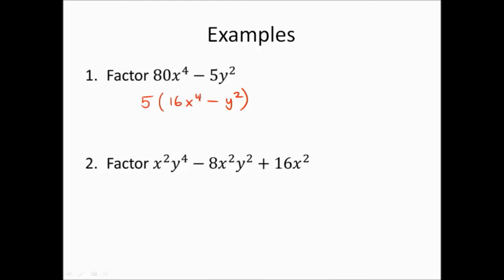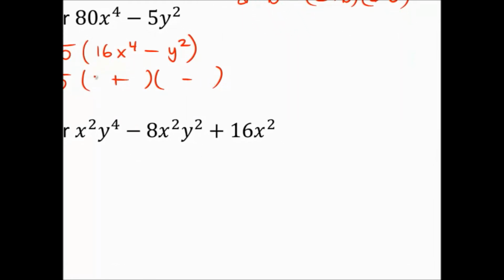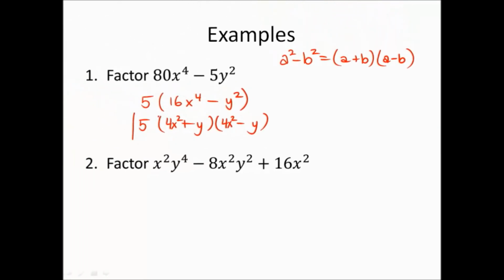So we look at this and we can see that 16x to the 4 and y squared are squares. So it's a difference of squares. You can remember the formula, a squared minus b squared is multiplying a plus b times a minus b. So let's apply that here. So we're going to be left with a plus and minus term with the same first and the same last. So 4x squared and y, and 4x squared and y. If you're not sure, you can always multiply it all out and double check if it gives you back the original question.